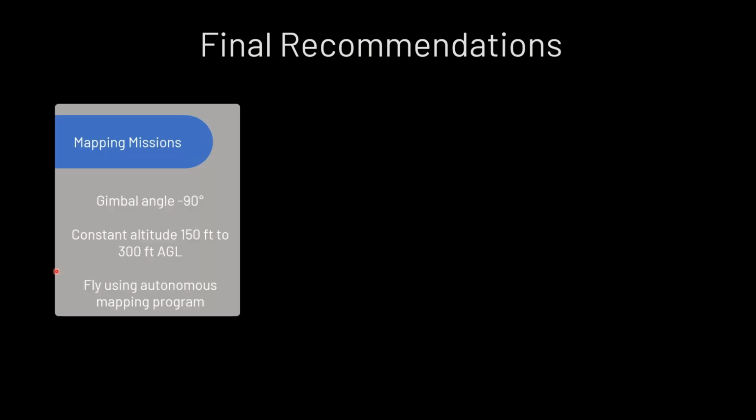And it's going to vary a little bit depending on what your use case is. Starting with, if we're looking at mapping missions, unless you're using specialized software that takes advantage of oblique angled images for 3D modeling, go ahead and just leave the gimbal angle set at -90 degrees and fly at constant altitude, usually somewhere between 150 feet and 300 feet AGL. Really, that's going to come down to the camera that you're using and environment that you're in. And if at all possible, go ahead and fly using autonomous mapping software just to get that consistency that is required for some of those highly precise stitching algorithms to work correctly.